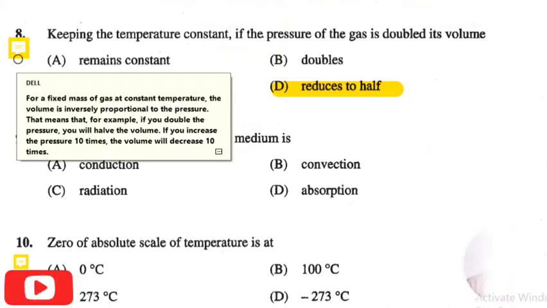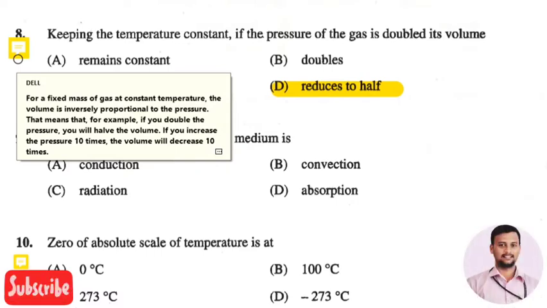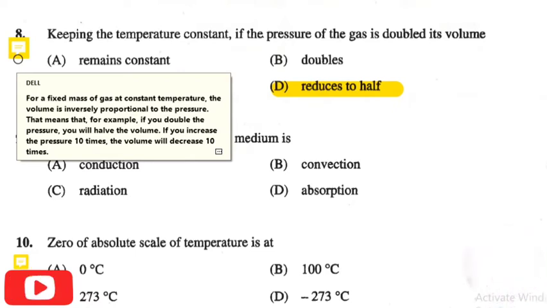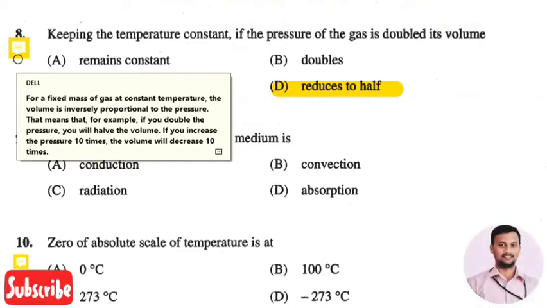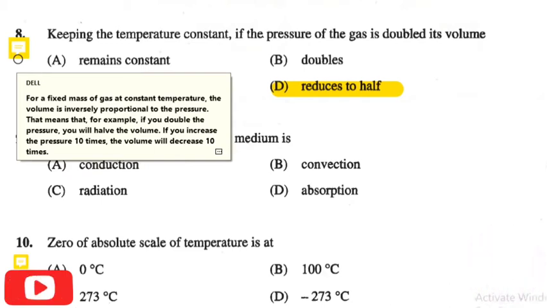So for a fixed mass of a gas at a constant temperature, the volume is inversely proportional to the pressure. That means if I increase the pressure 10 times, the volume will reduce by 10 times. So the volume is inversely proportional to pressure.